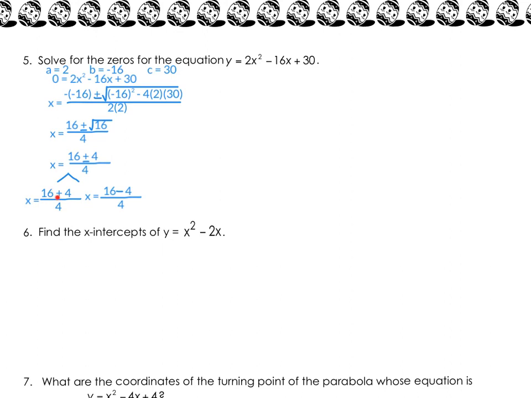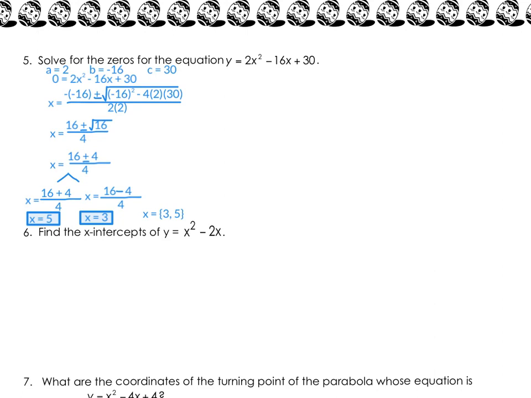So 16 plus 4, that's 20, and then 20 divided by 4 is 5. So x equals 5. The next one, 16 minus 4 is 12. 12 divided by 4 is 3, so x equals 3. Remember, you can just circle those answers, or you can write it in set notation saying that the two answers are 3 and 5. Okay, number 6 here says find the x-intercepts of y equals x squared minus 2x.